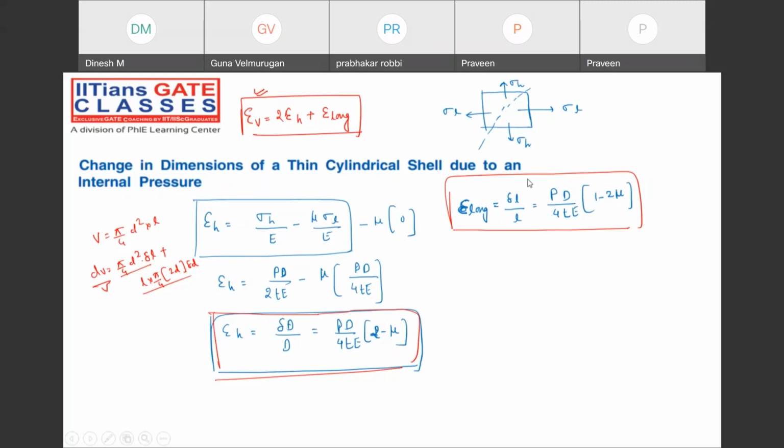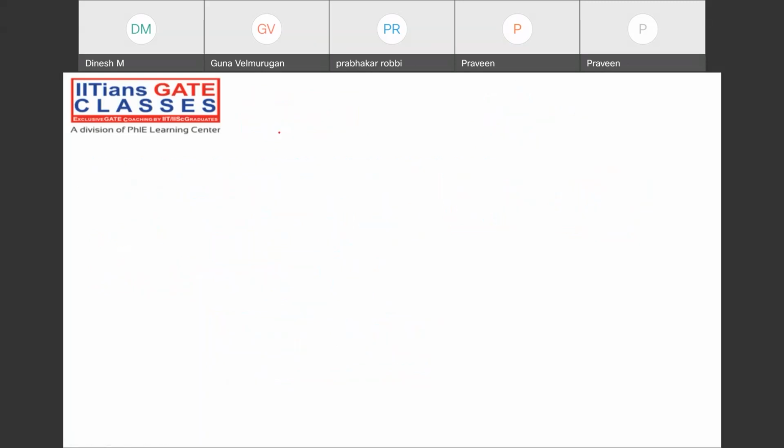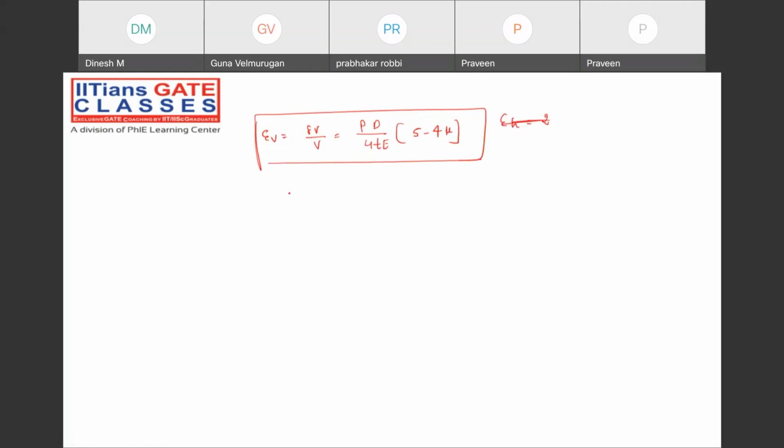Done? Perfect. Now, volumetric strain will be change in volume by original volume. Note down directly the formula. No rocket science. Believe me, you can just get it by the volumetric strain formula, something like this. Put the value of this one, put the value of this one. You will be calculating this formula like this.